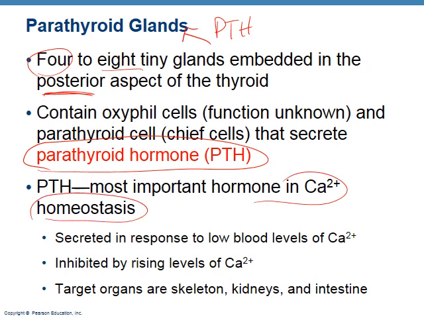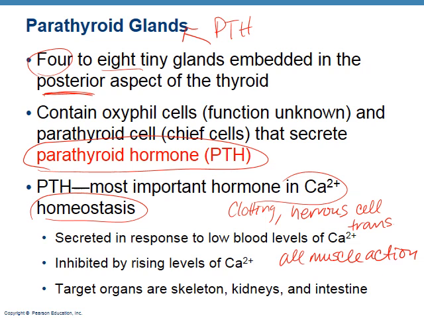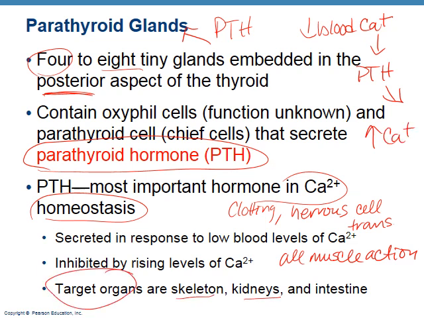Remember that we need calcium for lots of things, right? For clotting, we need calcium. For nervous cell transmission or neuron transmission, and we need it for all muscle action. So we need to make sure that we have lots of calcium. So if your blood calcium level is low, that's going to trigger parathyroid hormone to be released, and that's going to cause you to try to keep as much calcium as possible. So here are the target organs: skeleton, kidneys, and intestines. It is supposed to take low blood levels of calcium, and that hormone is supposed to tell your body to keep every drop of calcium you possibly can.